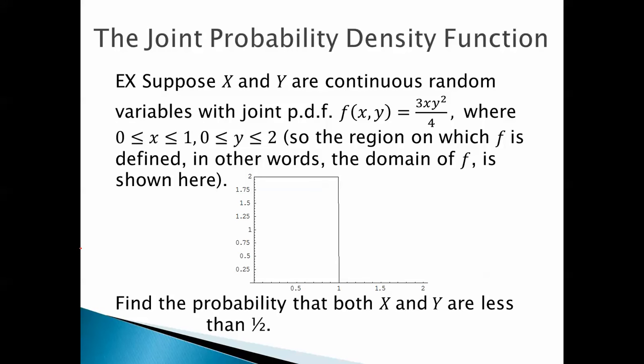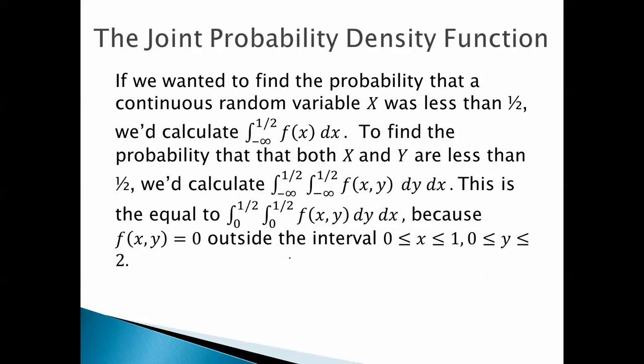For example, suppose x and y are continuous random variables with joint PDF f of xy equals 3xy squared over 4, where x is between 0 and 1 and y is between 0 and 2. So the region in which f is defined, in other words, the domain of f, is shown here. Notice here, x ranges from 0 to 1 and y ranges from 0 to 2. Find the probability that x and y are both less than a half.